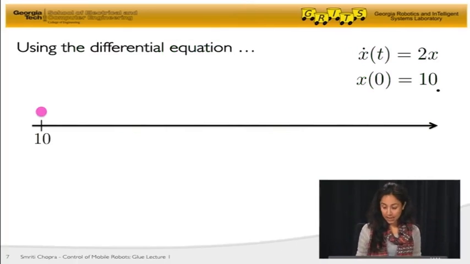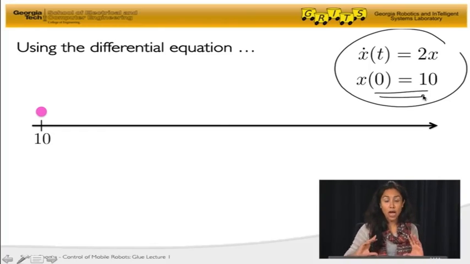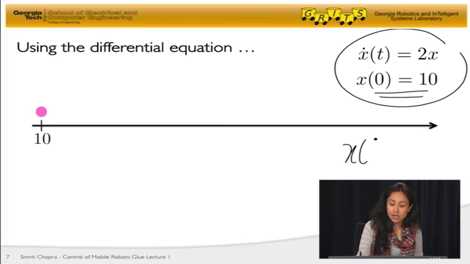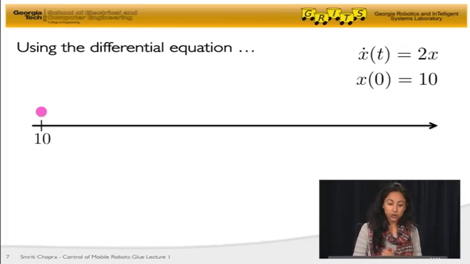But now, instead, I tell you that I'm not going to tell you how x changes with respect to time. I'm instead going to give you this set of equations, which is a differential equation and then an initial condition of where I wake up. And now I want to find what my x of t is going to be given this, which is x dot of t and x of 0.